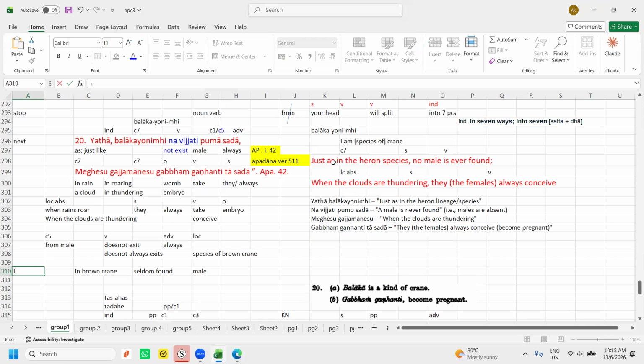So what we do here is, just as in heron species, whether it is crane or heron, it doesn't matter. Male is ever found, seldom found. The word ever found is seldom found. So this is how you go.